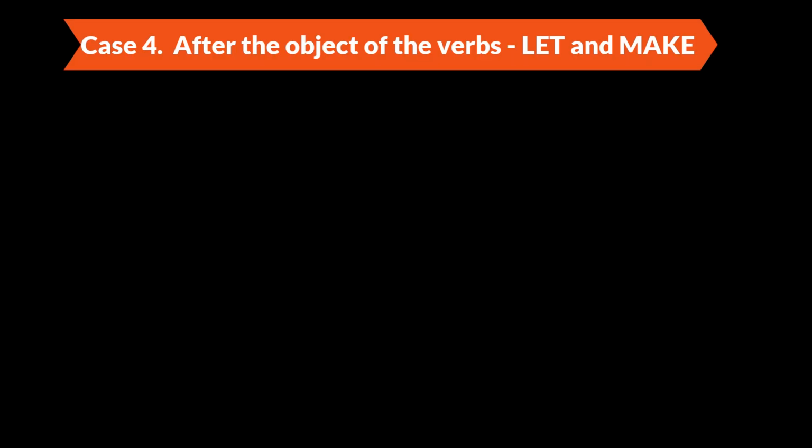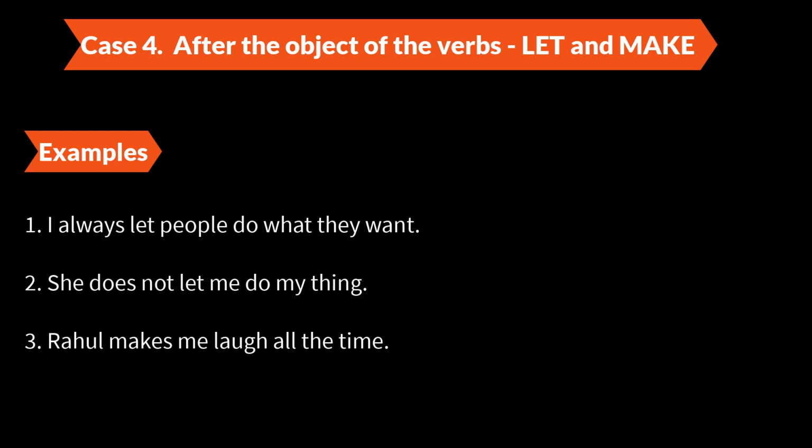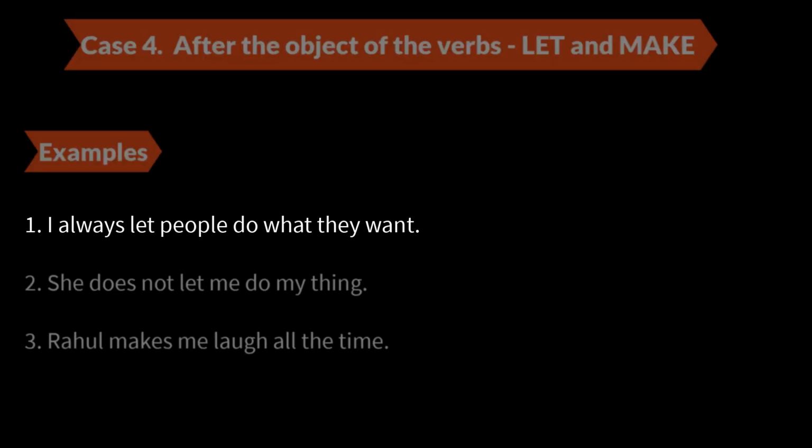Okay. Let us take some examples of case number 4 where we use zero infinitives after the object of the verbs let and make. Example number 1. I always let people do what they want. What is the main verb here? Let. People is the object of the verb let. And what is the zero infinitive? The zero infinitive is coming after the object of the verb let, which is do. I always let people what? Do what they want. So do is working as a zero infinitive here, as a bare infinitive.